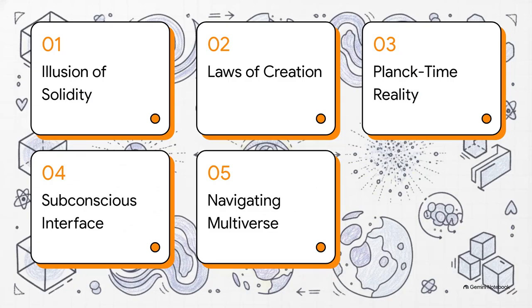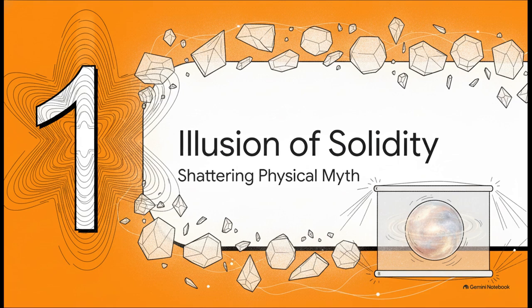So, to map this all out for you, we're going to break this explainer down into 5 parts. First, the illusion of solidity, then the fundamental laws of creation, followed by Planck-Time Reality Reconstruction, the subconscious interface, and finally, navigating the multiverse. All right, let's jump right into Section 1, the illusion of solidity, shattering the physical myth.